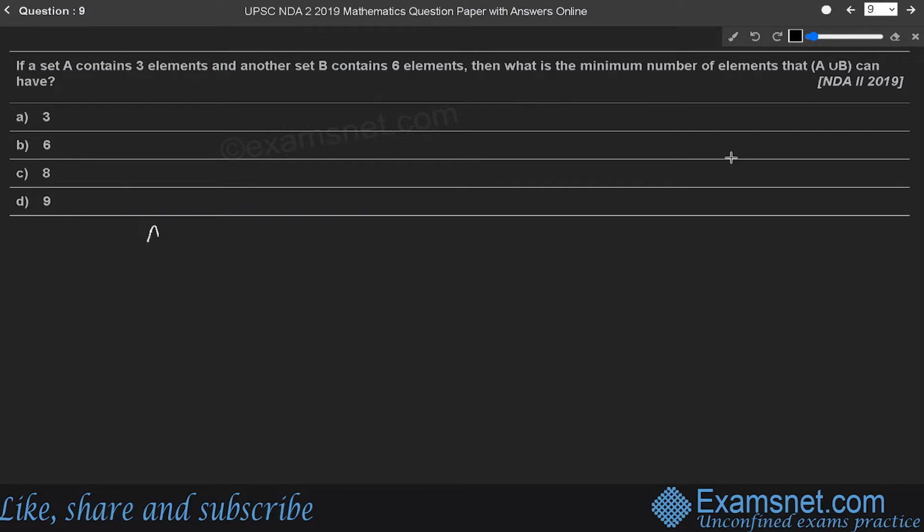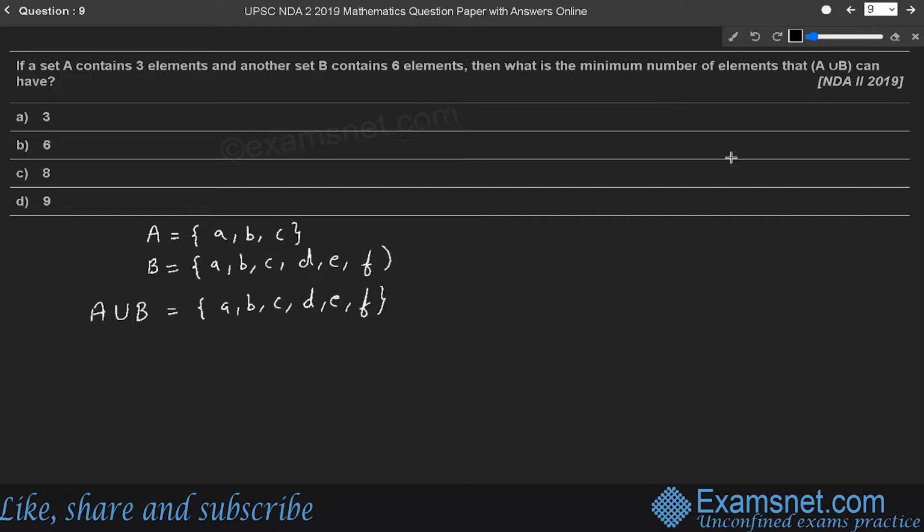It is given that a set A contains 3 elements. So let it be A, B and C. And another set contains 6 elements. So let it be A, B, C, D, E and F. We have to calculate A union B. So A union B will be equal to A, B, C, D, E, F. So the number of elements in A union B is 6. Or we can write N of A union B is equal to 6. Therefore, the correct option here is option number B, which is 6.